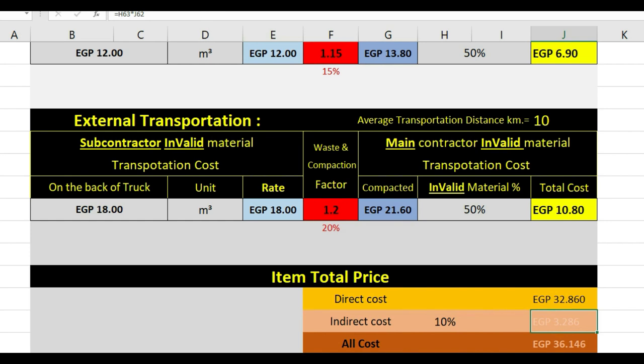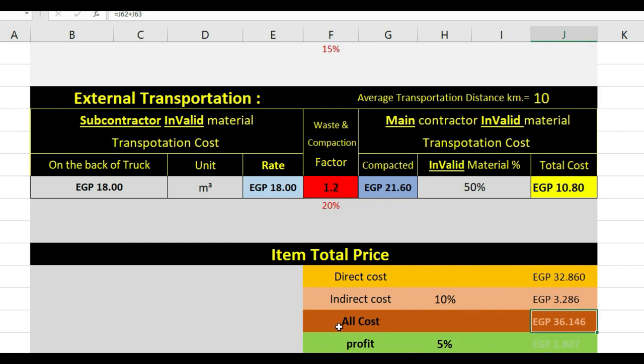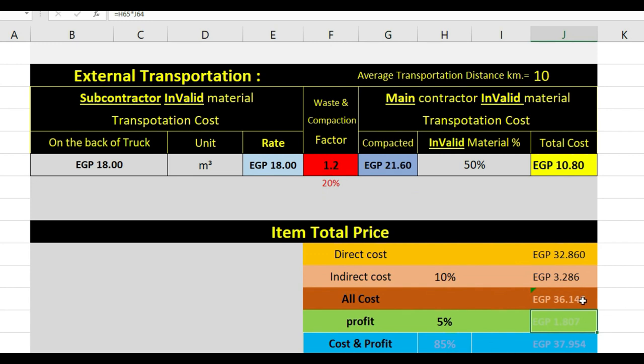The indirect cost is 10% of direct cost, equal 10% multiply direct cost. Total cost, or all cost for direct and indirect, will equal the sum of those numbers, equal 32.86 plus 3.286 equal 36.146. This is the all cost, direct and indirect.